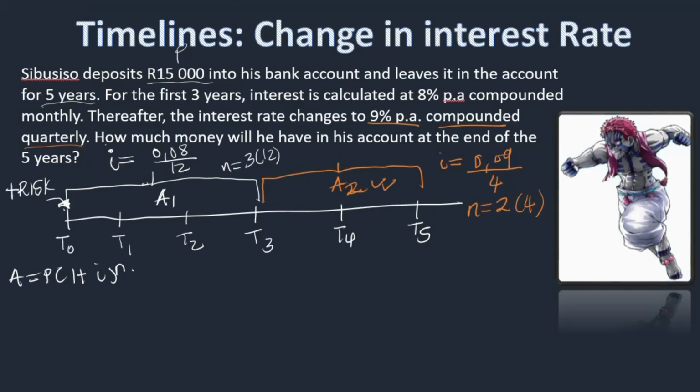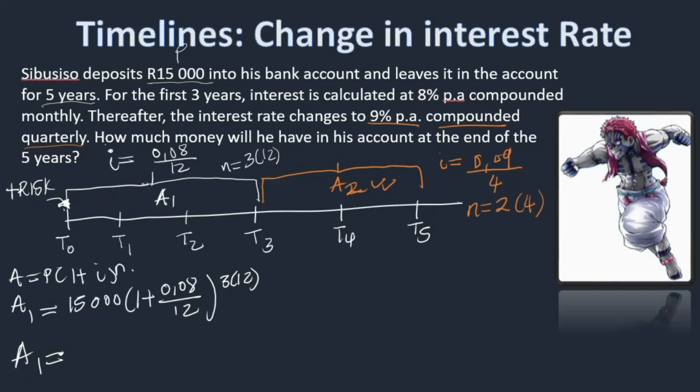And I'll show you how. So I'm going to say now, starting with the white one, for me to get the accumulated amount here, I'm calling it accumulated amount number 1. What happened? In the beginning, they deposited 15,000, which stayed in there. For this white part, my interest was 0.08 over 12 raised to n times, 3 times 12. Right? This gives me an initial accumulated amount.